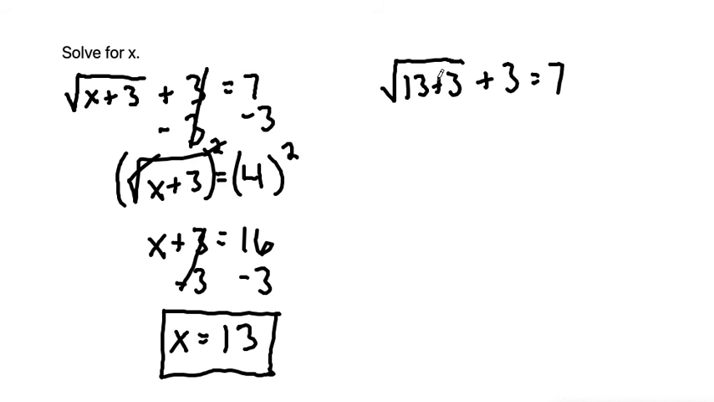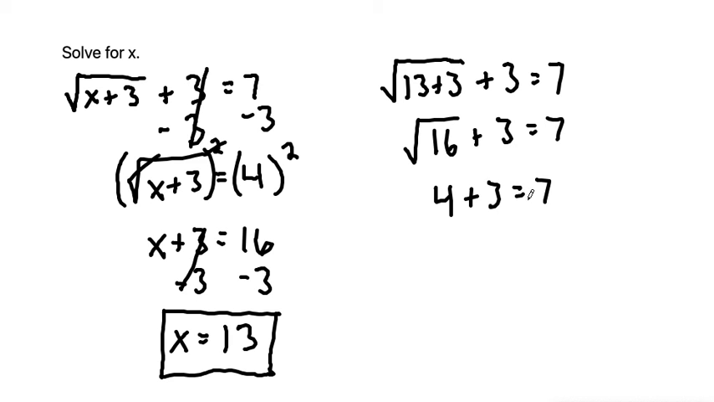So 13 plus 3 is 16. That makes the square root of 16 plus 3 is equal to 7. The square root of 16 is 4. So 4 plus 3 is equal to 7. 4 plus 3 is in fact 7. So 7 equals 7, and we have confirmed our answer.